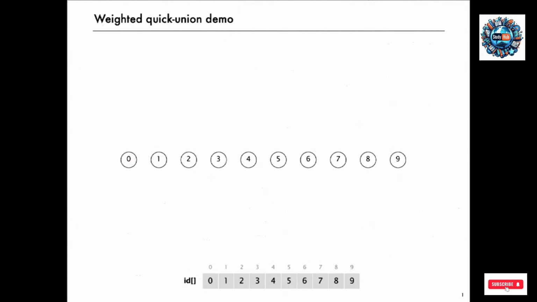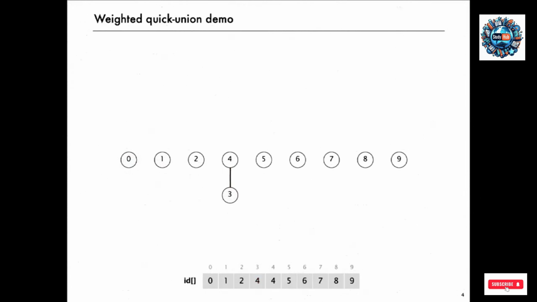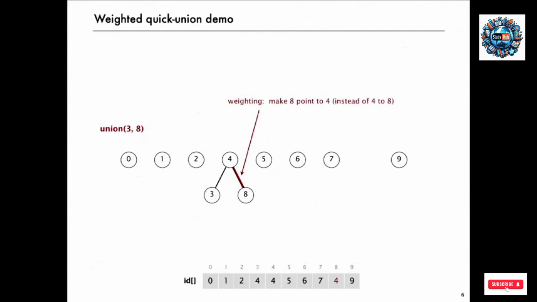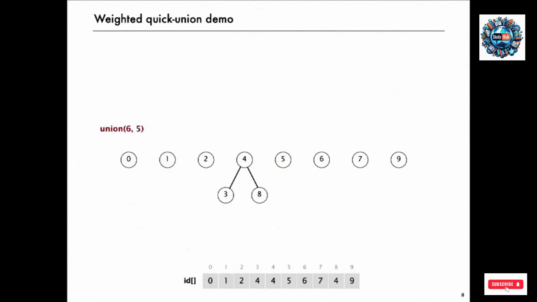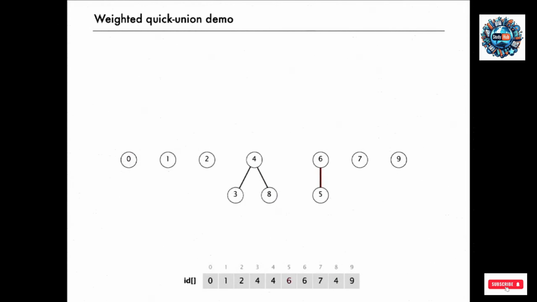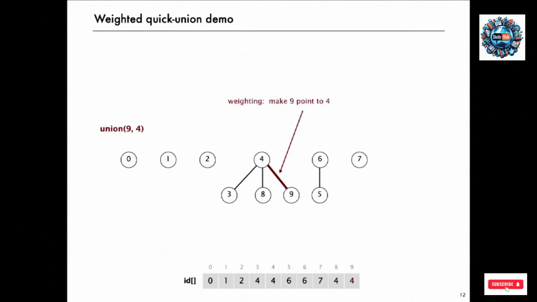Okay, so again, we start out in our normal starting position where everybody's in their own tree. When there's only two items to link, it works the same way as before. But now when we have 8 to merge with 4 and 3, we put the 8 as the child, no matter which order the arguments came, because it's the smaller tree. So 6 and 5 doesn't matter, whichever one goes down doesn't matter. 9 and 4. So now 9's the small one, 4's the big one, so 9's going to be the one that goes down below.